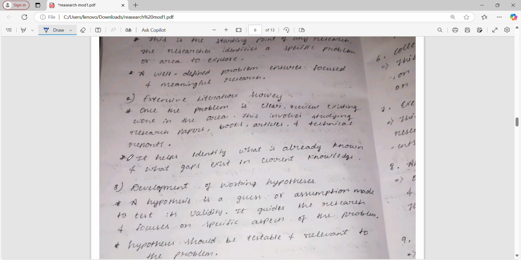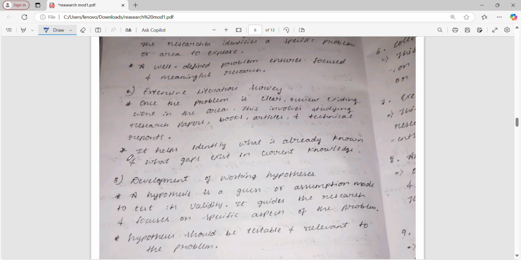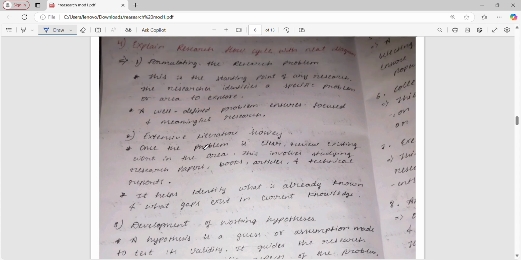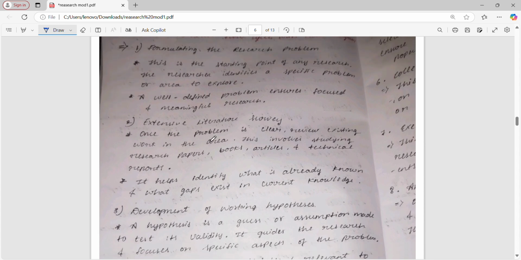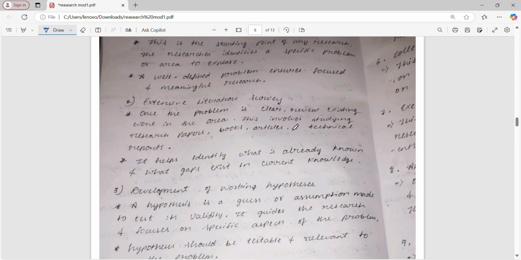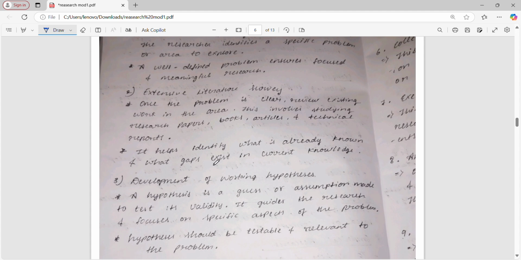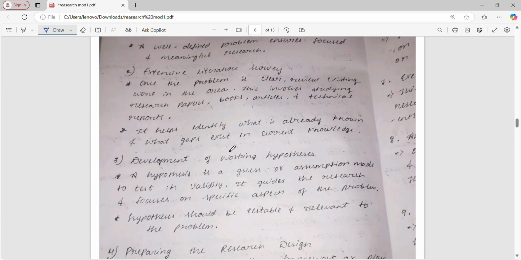Next is extensive literature survey. After formulating a research problem, we should do a literature survey. Once the problem is clear, review existing work in the area. This involves studying research papers, books, articles, and technical reports. It helps identify what is already known and what gaps exist in current knowledge.